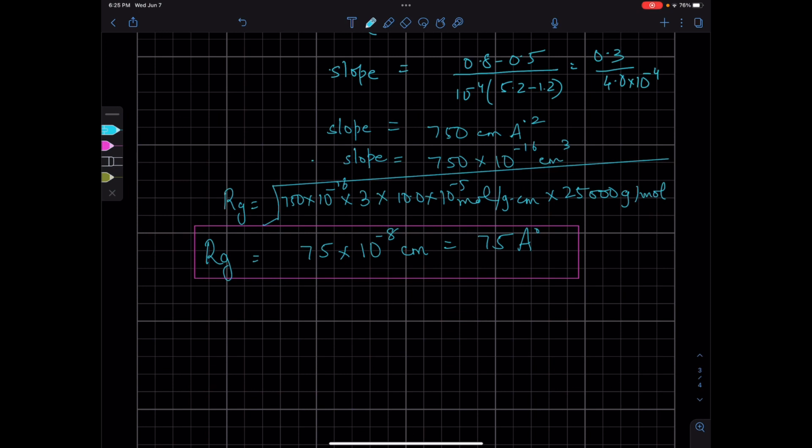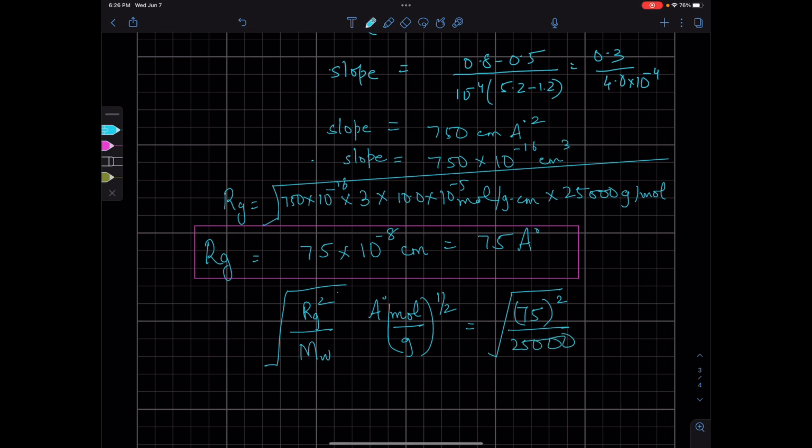We can compute the square root of Rg squared over Mw, which is a constant for a given polymer and which is usually expressed in angstrom mole per gram to the power half. So that would be the square root of 75 squared over 25,000, which is 0.474.